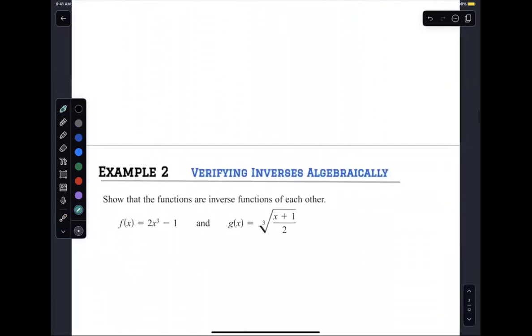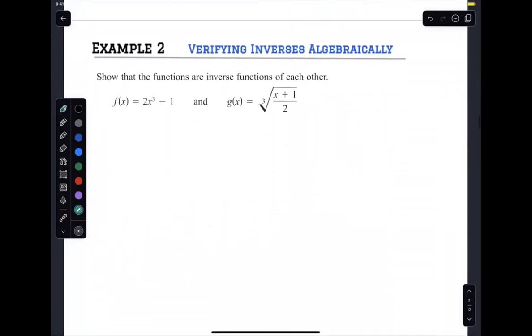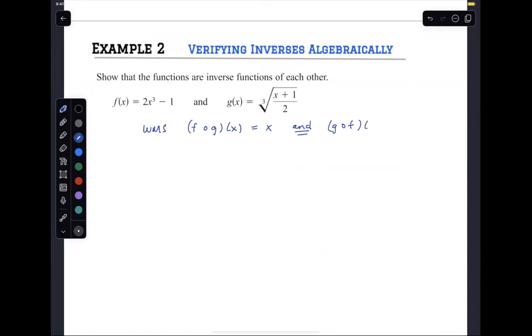All right, let's try another one. Show that f of x is 2x cubed minus 1, and g of x is the cube root of (x plus 1) over 2 are inverses. So again, we must show that f composed with g of x is equal to x, and g composed of f of x is equal to x.